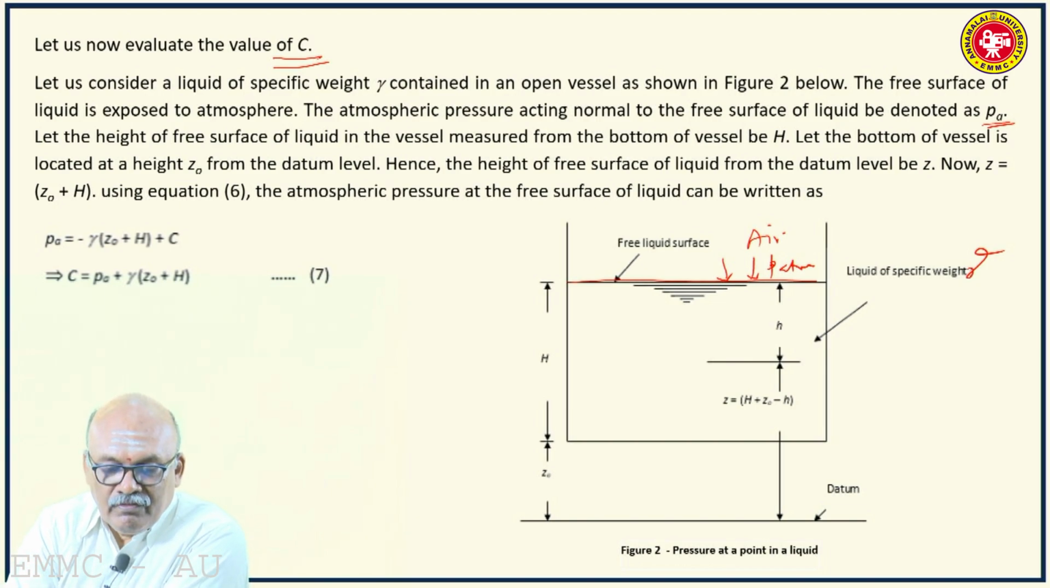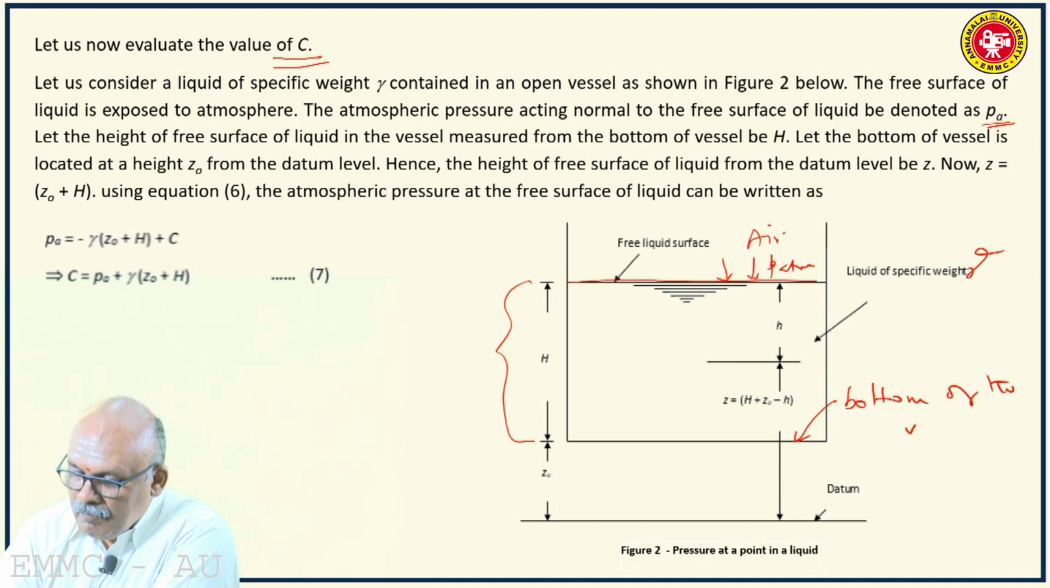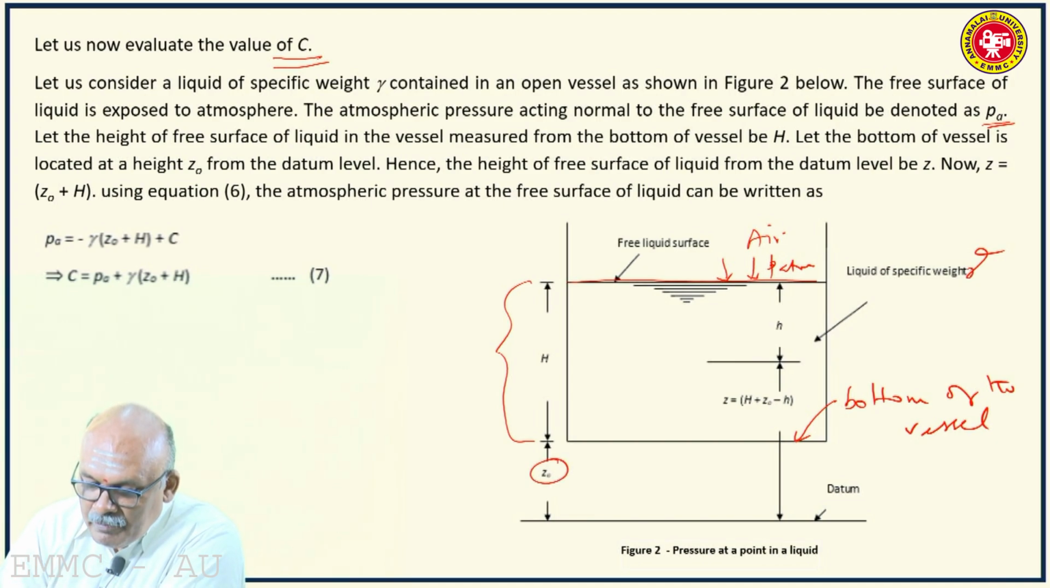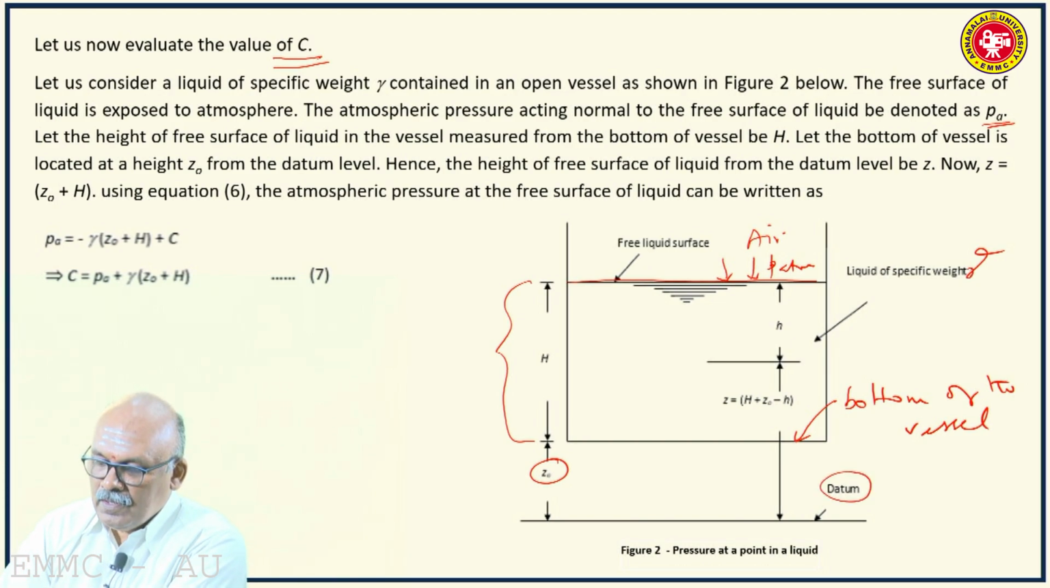Let the height of the free surface of the liquid measured from the bottom of the vessel be h. So h is the height of the liquid measured from the bottom of the vessel. This is the bottom of the vessel. Now the bottom of the vessel is located at a height z0 measured from the datum. So a datum is taken at a lower level with respect to the bottom, and the bottom of the vessel is at a vertical height z0 from the datum.